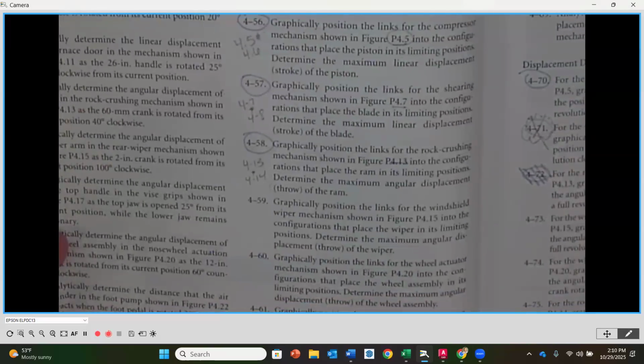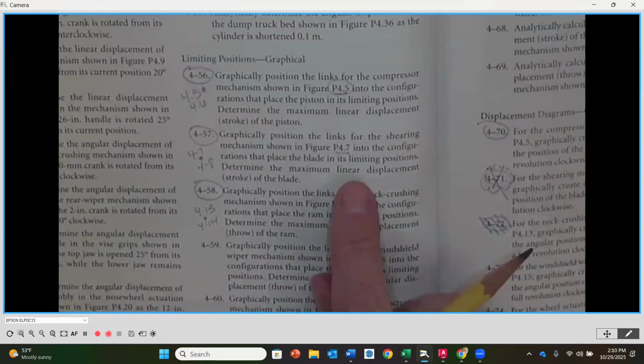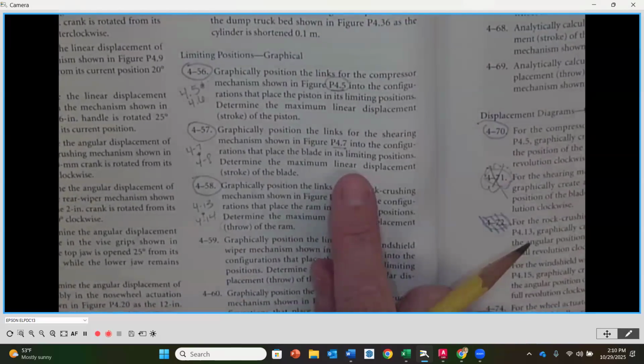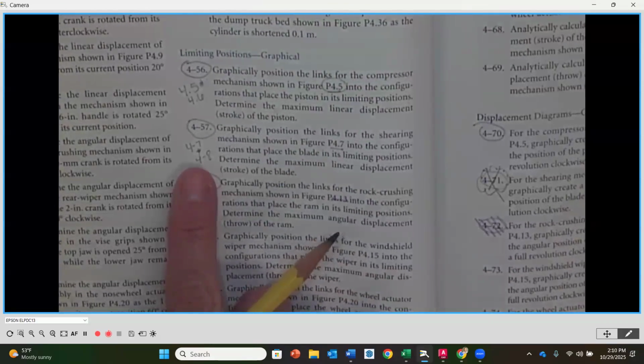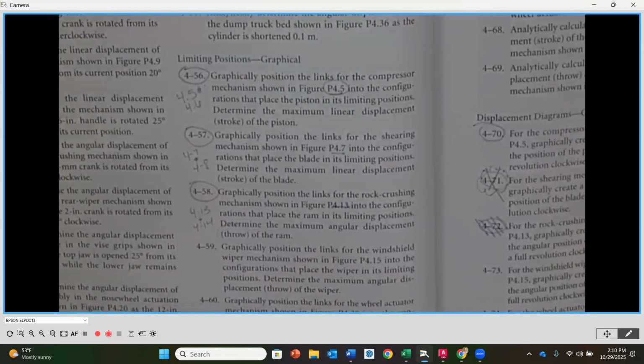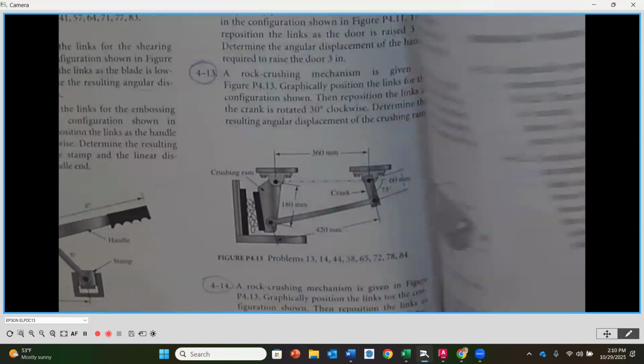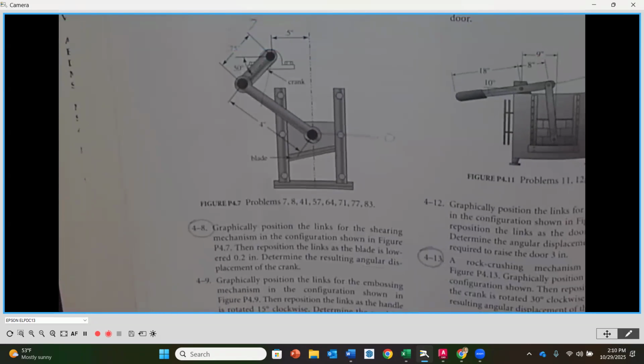Then for 57, this is going to be graphically position the links of the shearing mechanism. Oh, that sounds familiar. That's 4.7 and 4.8. And you want to find the highest point of the blade, how high it's going to go, and how low it's going to go. So that's going to be this one.